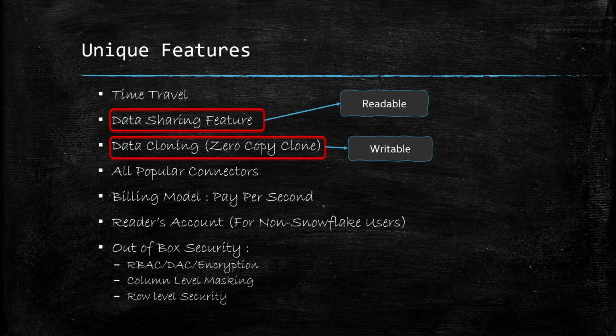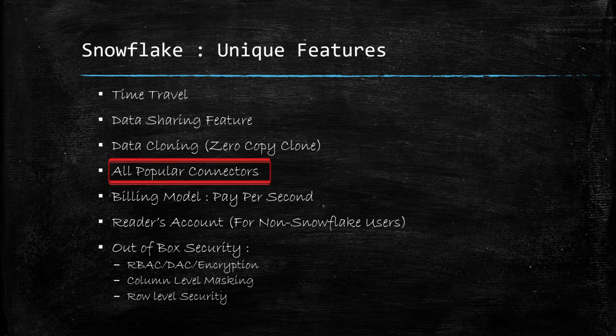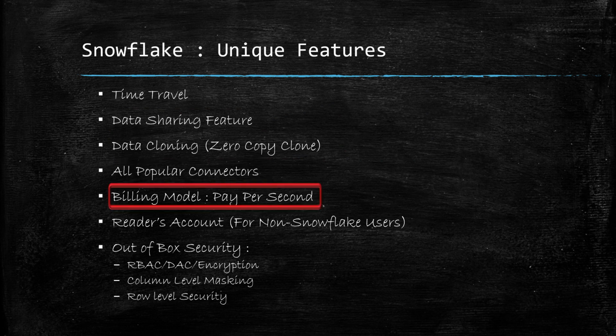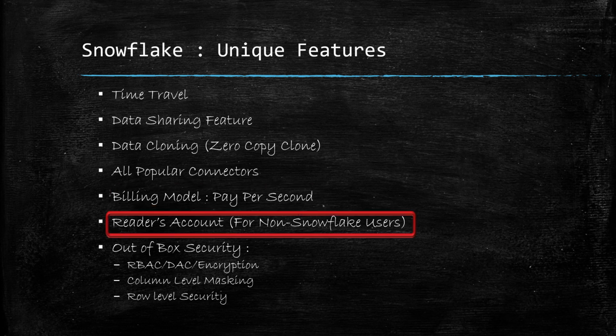Now in Snowflake, all the popular connectors are there, JDBC, ODBC, and all the sync source connectors are there. And if I talk about the billing model, it's pay per second. So as I was explaining in the compute part, you have to pay for exactly the seconds you are using. For that same amount of seconds, you have to pay. And for non-Snowflake users, Snowflake has provided a reader account.